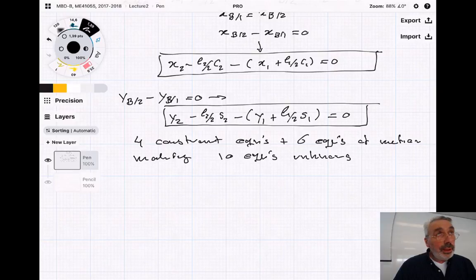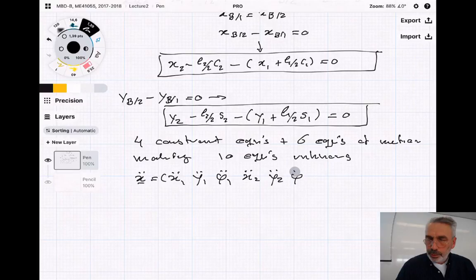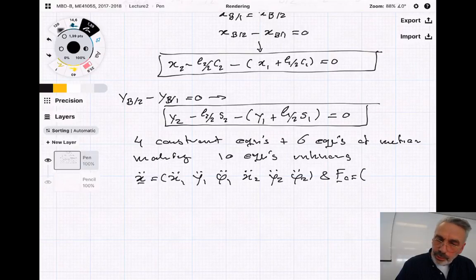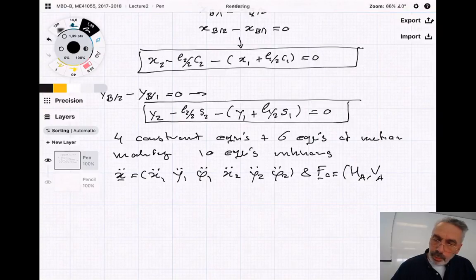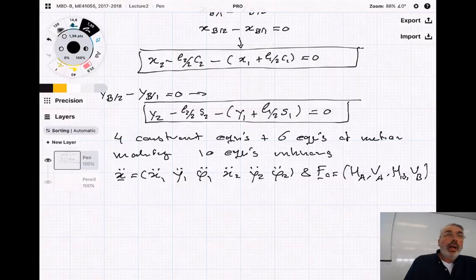And let me repeat the unknowns. X double dot 1, Y double dot 1, Phi double dot 1, X double dot 2, Y double dot 2, Phi double dot 2. And these constraint forces being HA, VA, HB, and VB. So, are we now able to solve these 10 unknowns from the 10 equations?